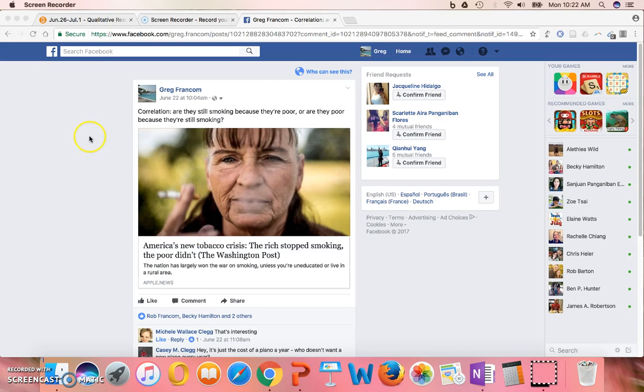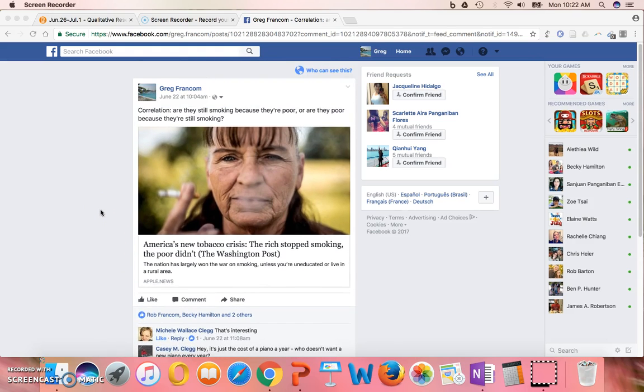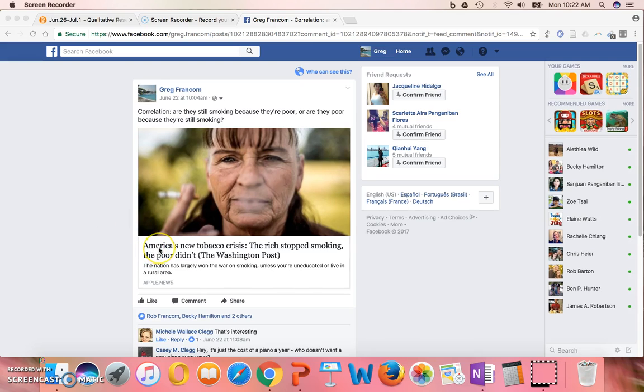And as we finish up our discussion on correlation versus causation, there are a lot of articles out there, and this is one that I found this last week that I thought was a good example of correlation. It says here, America's New Tobacco Crisis. This is something I posted on Facebook and had a little discussion about: America's New Tobacco Crisis, the rich stopped smoking, the poor didn't.